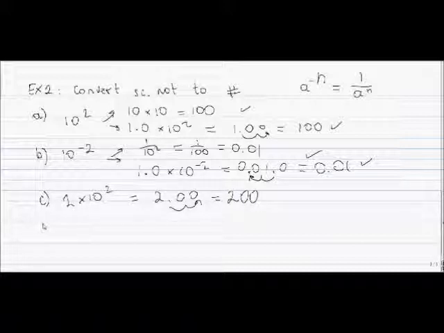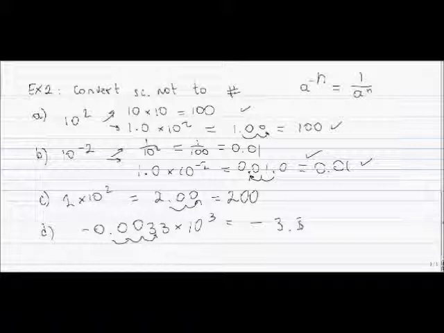Another one is going to be negative 0.0033 times 1000, or just 10 to the third. So we are going to move this dot three places to the right: 1, 2, 3, and this is where we stop. Negative remains negative. Negative number times positive number gives us a negative number, 3.3. And that's it. We shouldn't really write anything else.